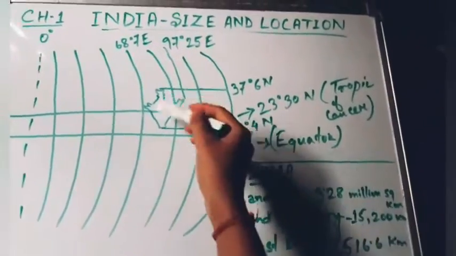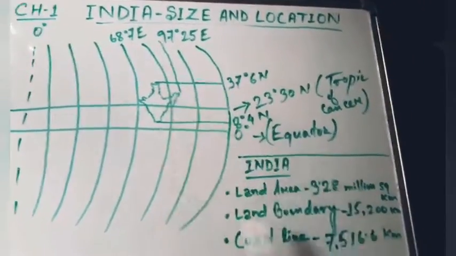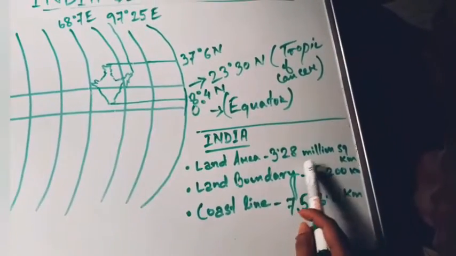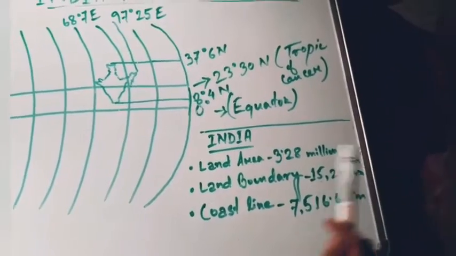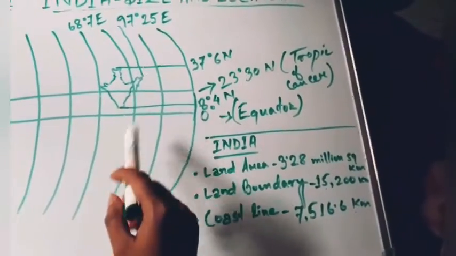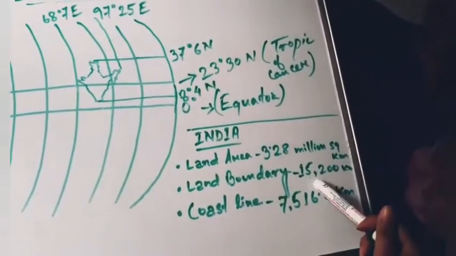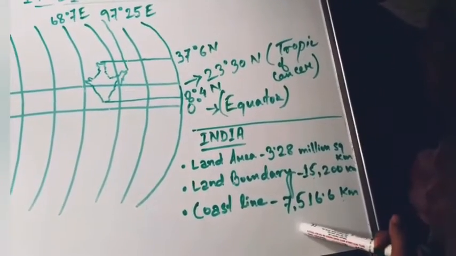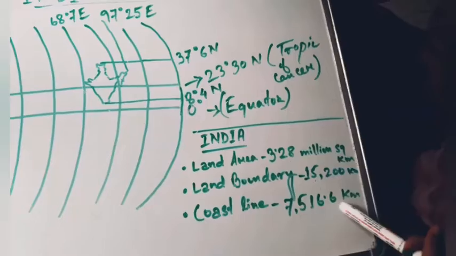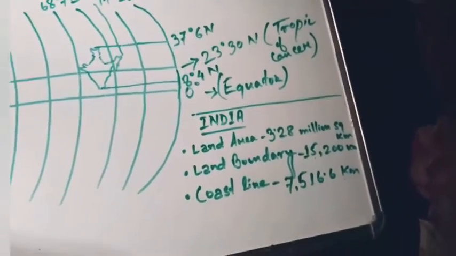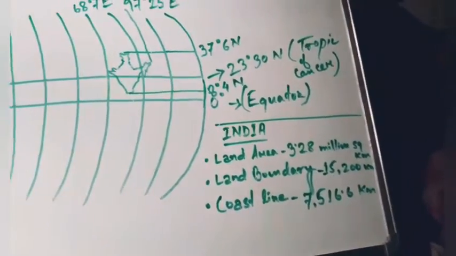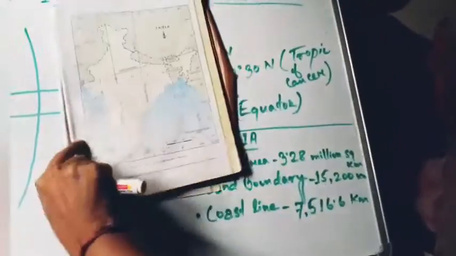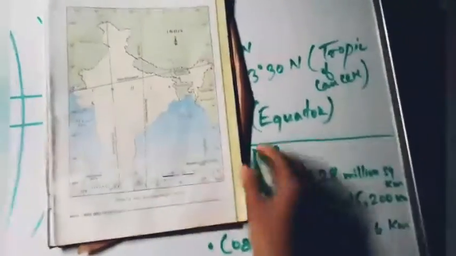Now the land area of India is 3.28 million square kilometer, and the land boundary of India is 15,200 kilometer, and the coastline is 7,516.6 kilometer. Now you have to know what is land boundary and what is coastline. So see the book here.